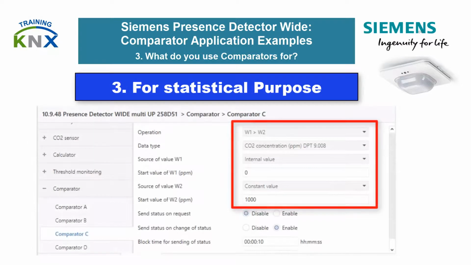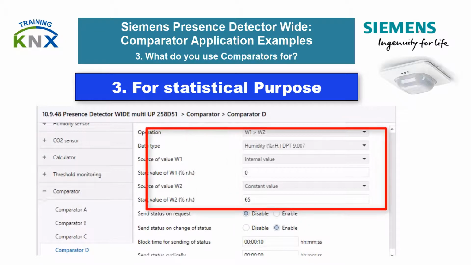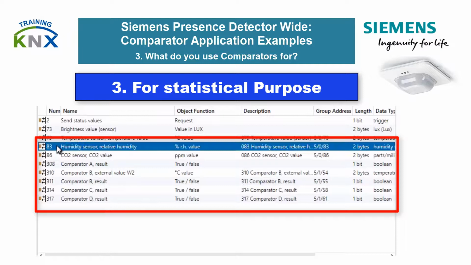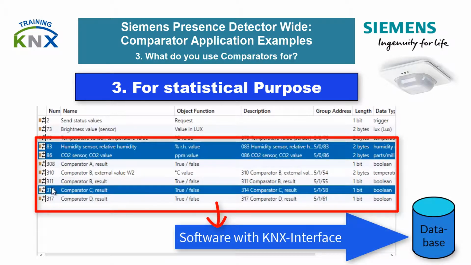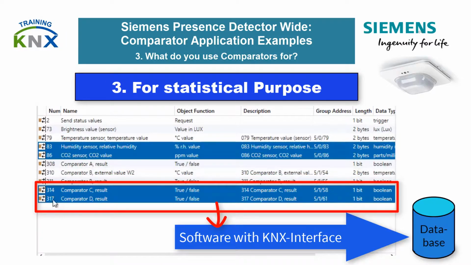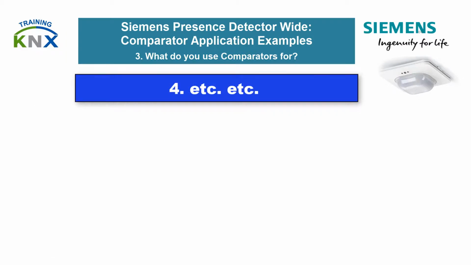3. For statistical purposes. To find out if air quality controllers are working properly, CO2 concentration and humidity can be compared against fixed limit values. The reports of exceeding or falling below these limit values are recorded in a database and evaluated over a longer period of time. There are certainly many other interesting applications of the comparators.